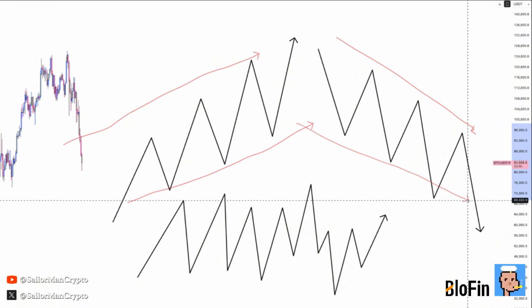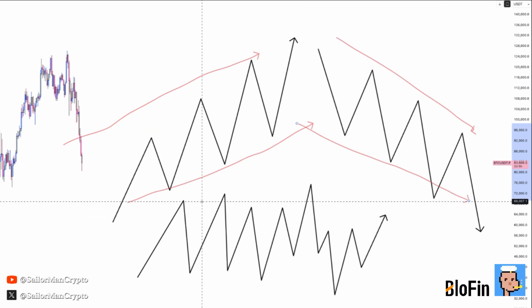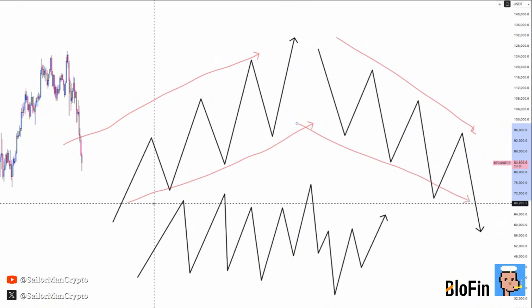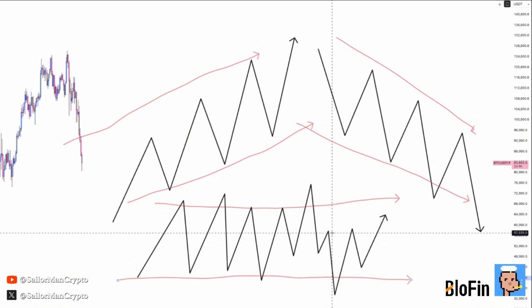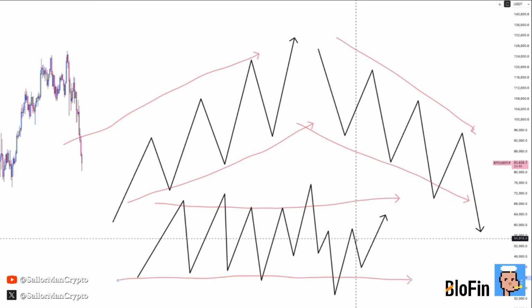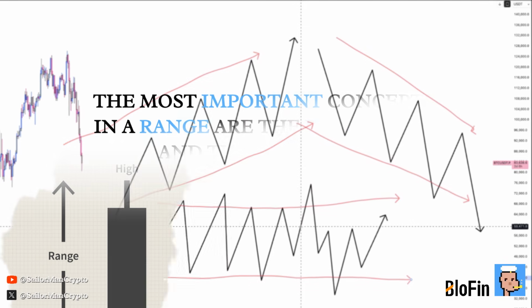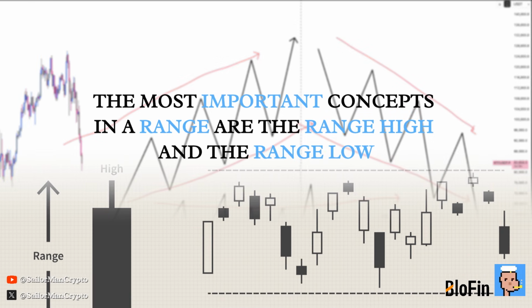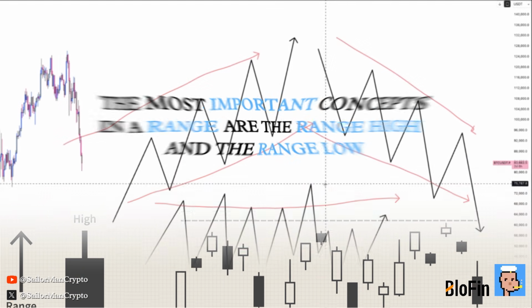You have seen in all my videos about ranges that market structure is also important in ranges, but it is less relevant. Because price is fractal, the interest is in low time frame market structure to see potential reversals, but the most important concepts in ranges are range high and range low, support and resistance.